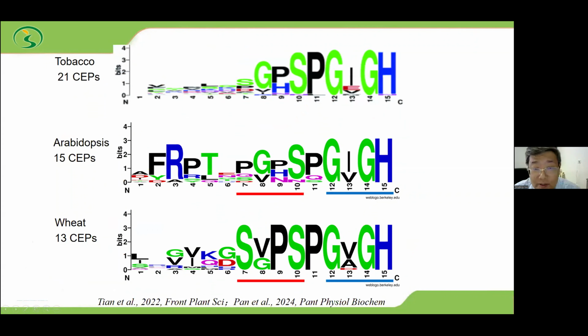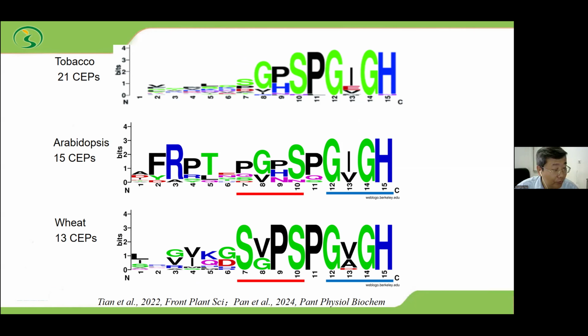And we have shown that peptides from the same family in different plant species are very much conserved. If you look at this diagram, there are 21 CEP peptides in tobacco, 15 in Arabidopsis, and 13 in wheat. If you look at the amino acids in the peptide, a lot of them are highly conserved, such that, as I'll mention later, a lot of the time we can use a peptide from a different species to activate similar signaling pathways in another species.